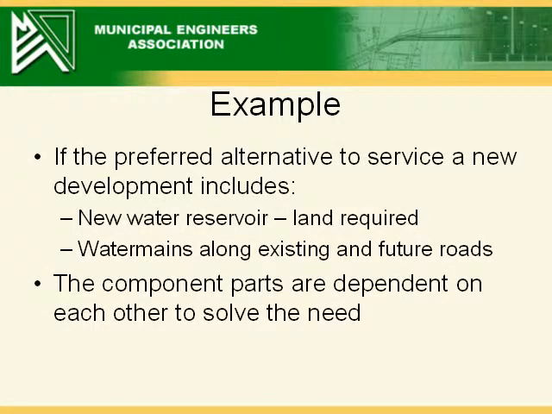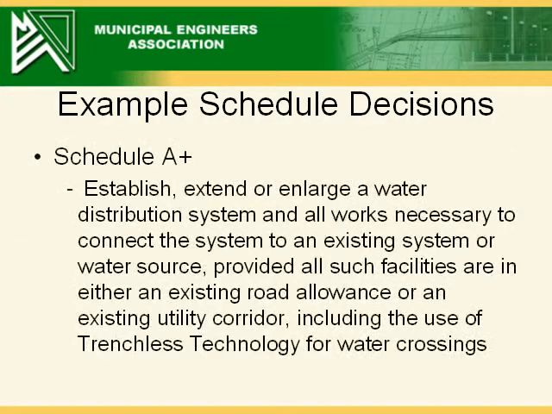As an example, if the preferred alternative to service a new development includes a new water reservoir where land is required, or force mains along existing and future roads, the component parts are dependent on each other to solve the need. Important project descriptions from Appendix 1 of the Municipal Class Environmental Assessment are: Schedule A+, establish, extend, or enlarge a water distribution system and all works necessary to connect the system to an existing system or water source, provided all such facilities are in either an existing road allowance or an existing utility corridor, including the use of trenchless technology for water crossings.